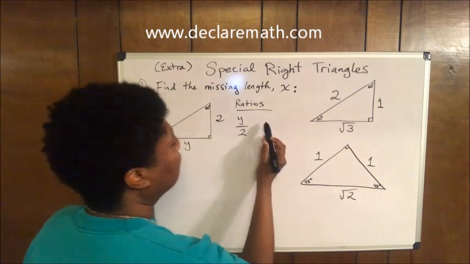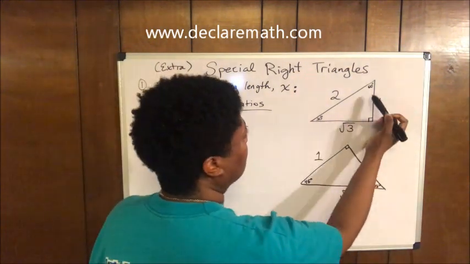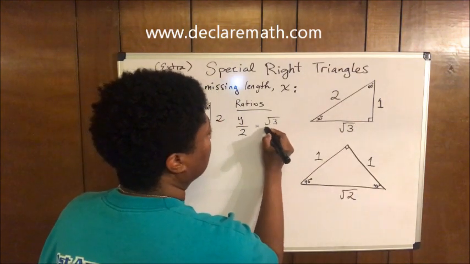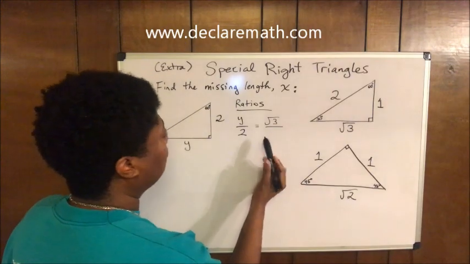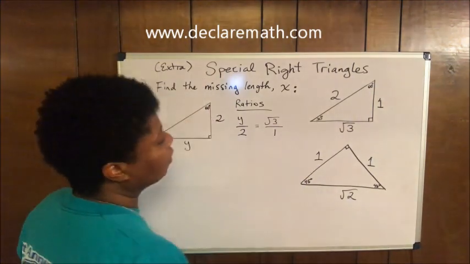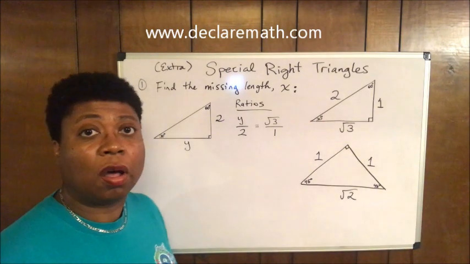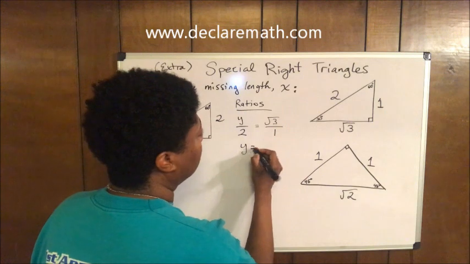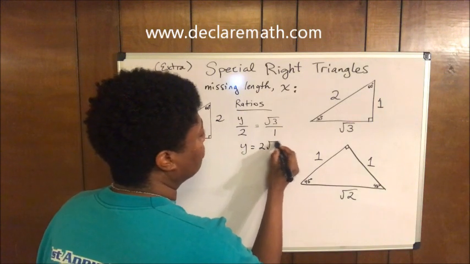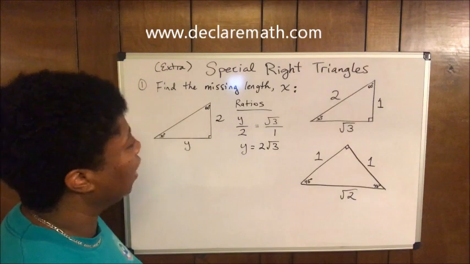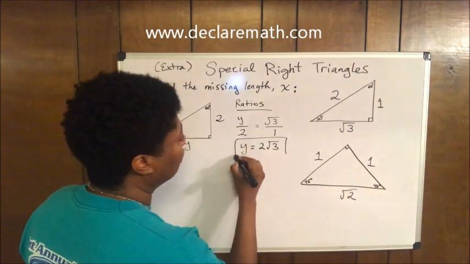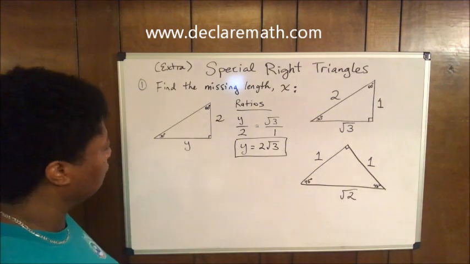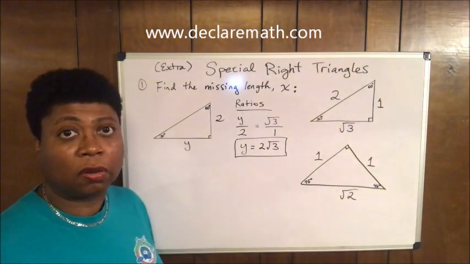So that means I'm going to also have 60 over 30 over here as well. The side opposite of the 60 is square root of 3, and the side opposite of the 30 is 1. So once again, all we have to do is cross multiply. Y times 1 is y. 2 times the square root of 3 is going to be our answer for y, which is the side opposite of the 60-degree angle in our given triangle here.